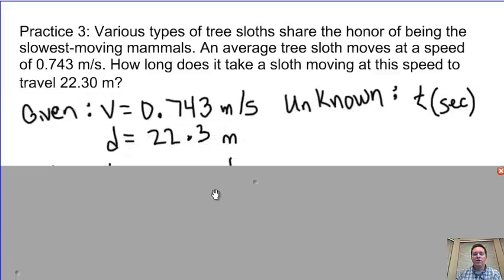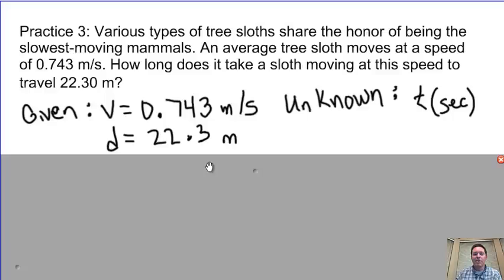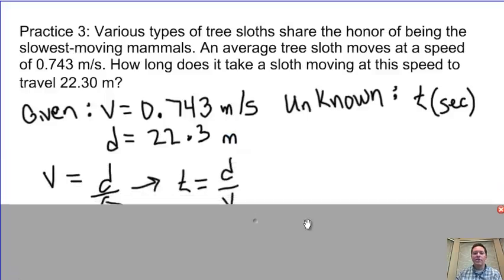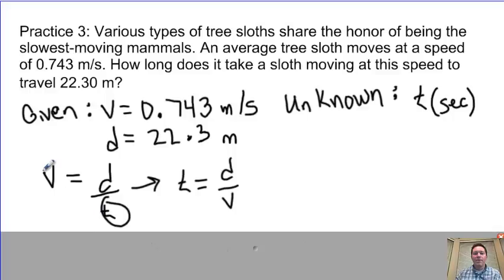So again, I'm going to list out my knowns and unknowns. I'm given the velocity is 0.743 meters per second, and my distance is 22.3 meters, and my unknown is time. In this problem, the units do agree, so I'm already in meters, so I don't have to change anything there, so that's nice. Alright, I'm going to go with my equation here. Velocity equals distance divided by time, but it's time that I'm going to be solving for, so I'm going to rearrange my equation, or look back to my triangle, and I'm covering up the time, which would end up having me take distance divided by velocity.